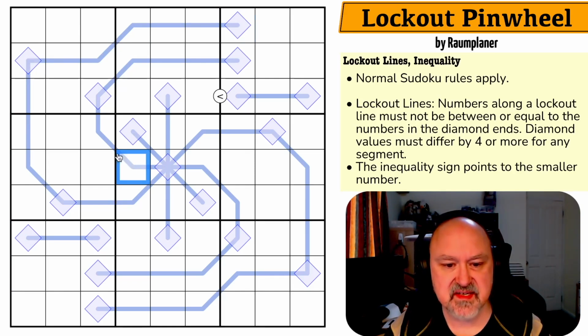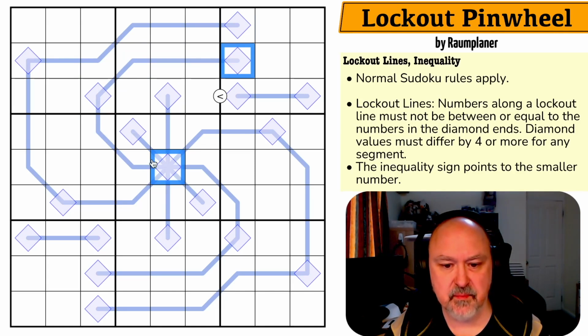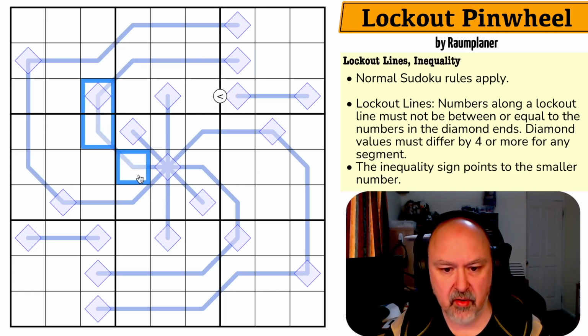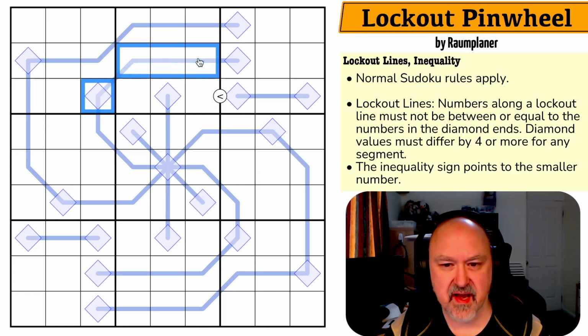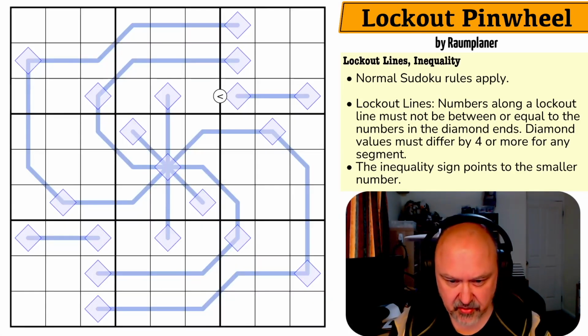Now, this is not a line through... These diamonds are not connected because a diamond terminates a segment. So this is one lockout line, and this is a different lockout line where this diamond is shared between the two different lockout lines. There's sometimes confusion about that. And we've got the inequality symbol here points to the smaller number. That's all the rules we've got. So this one's a little daunting. I'm going to restart the puzzle to restart my timer. Let's give this a shot.